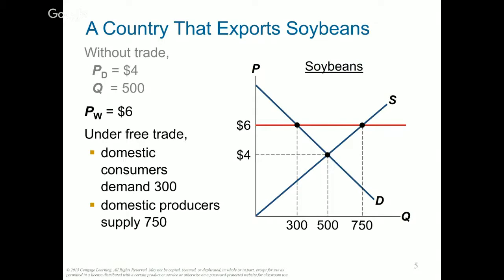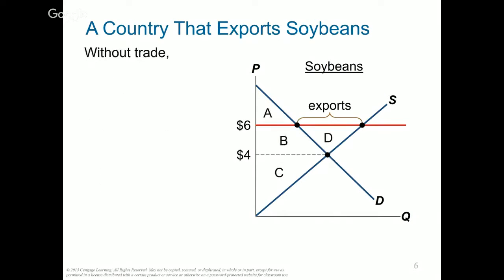So when you're looking for the quantity of export or import, do not compare to your equilibrium. Compare, at the same price level, what the quantity supplied is and what the quantity demanded is. At the same price level of $6, our producers produce 750, consumers buy 300. That means this extra 450 is all exported. Before trade, your consumer surplus is A and B, producer surplus is C, and then total surplus is A, B, and C.